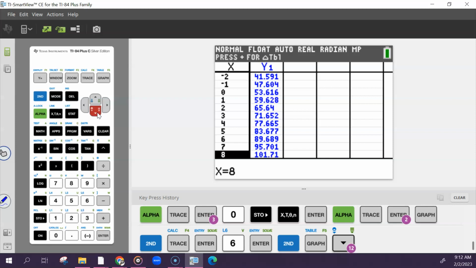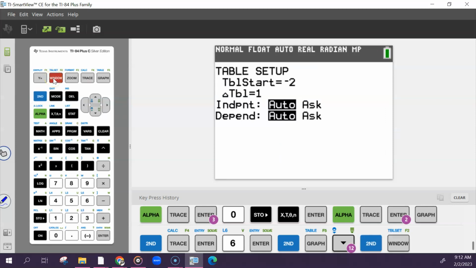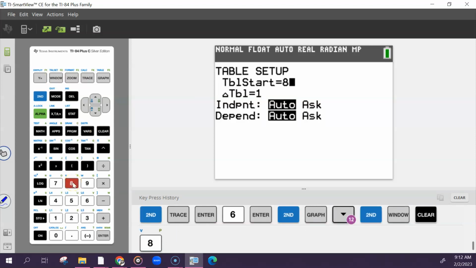So we could say at 8 hours. If we wanted to be a little bit more specific, we could change this. So let's say we wanted to be more specific. We could go into second window. Change this first one to 8. And let's say we want to change this to 0.5. Go back into your table after you change those things. Second graph.